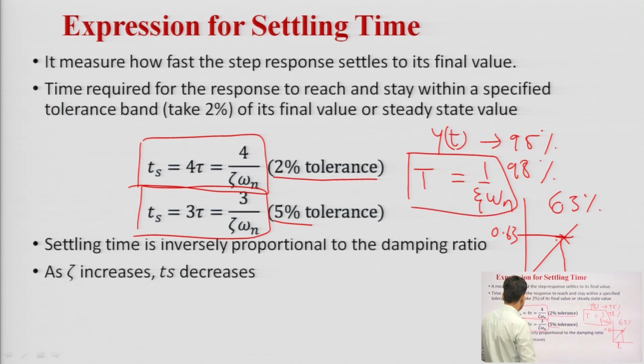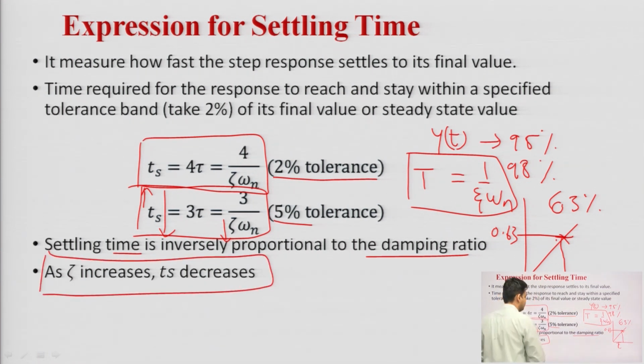So, basically settling time is inversely proportional to the damping ratio. If I increase zeta, Ts will decrease, and if you decrease zeta, then Ts will increase. So, this is the conclusion: as zeta increases, Ts decreases.